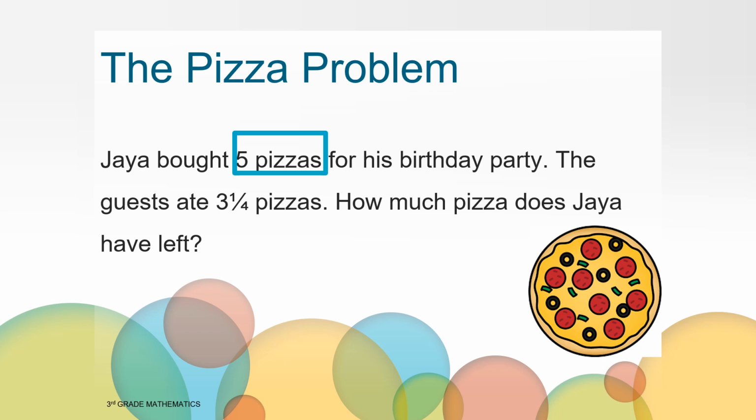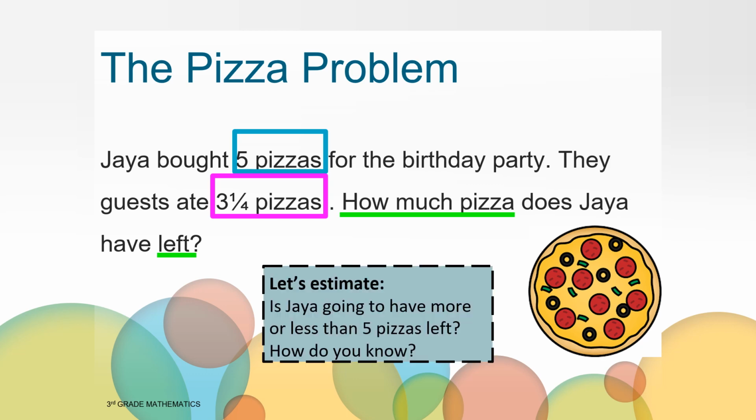Next, how many pizzas were eaten? That's right, 3 1/4 pizzas were eaten. So what do we need to figure out? Yes, we need to figure out how much pizza is left over that did not get eaten. Now let's estimate. Is Jaya going to have more or less than 5 pizzas left? How do you know? You've got it. Jaya will have less than 5 pizzas after the guests have eaten some of the pizza.